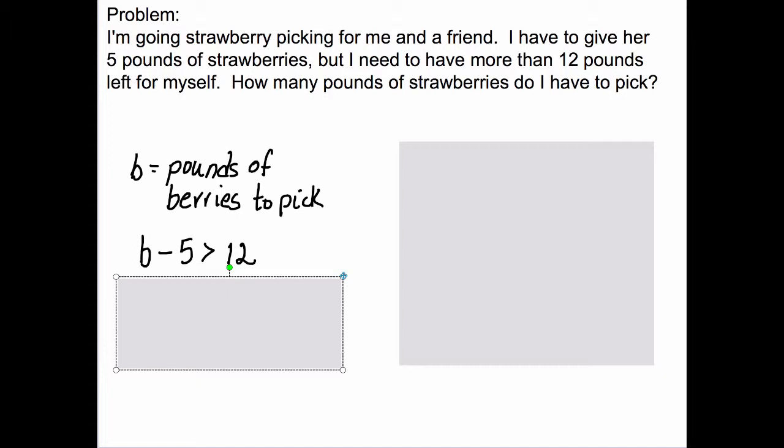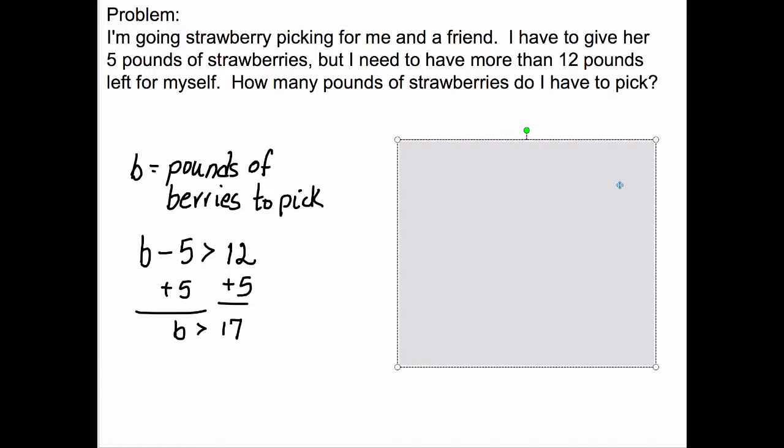B minus 5, in other words, what I pick, less the 5 pounds that I give to my friend, still has to be more than 12. Now I can also solve this one using one of the properties of inequalities that looks like a property of equations, and that is to add the same thing to both sides of the inequality. So I'll add 5 to each side, and I'll get B is greater than 17. So that means that I need to pick more than 17 pounds of strawberries.